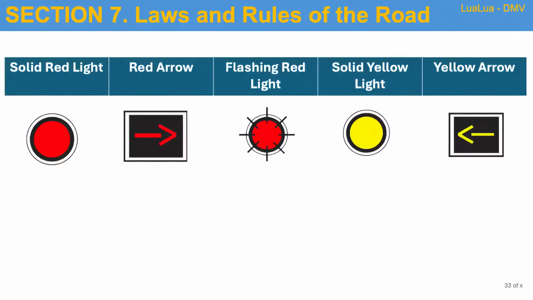Solid yellow light. A yellow traffic signal light means caution. The light is about to turn red. When you see a yellow traffic signal light, stop if you can do so safely. If you cannot stop safely, cautiously cross the intersection.